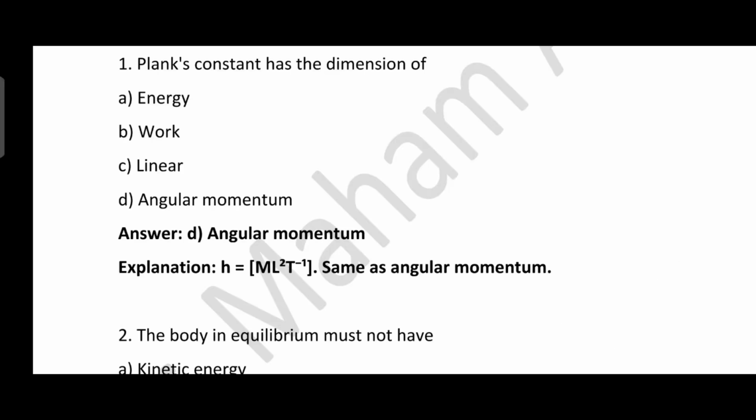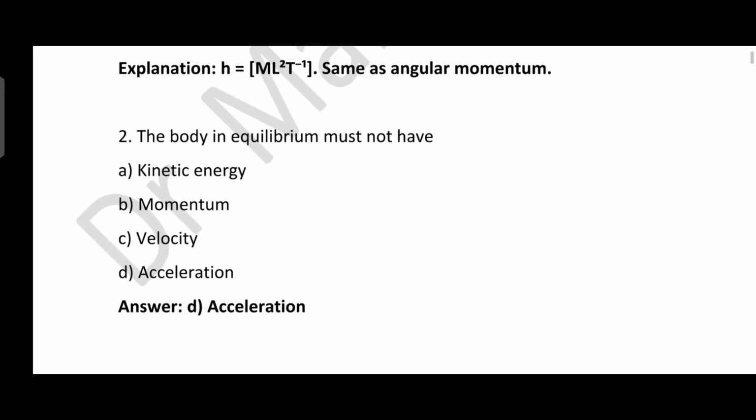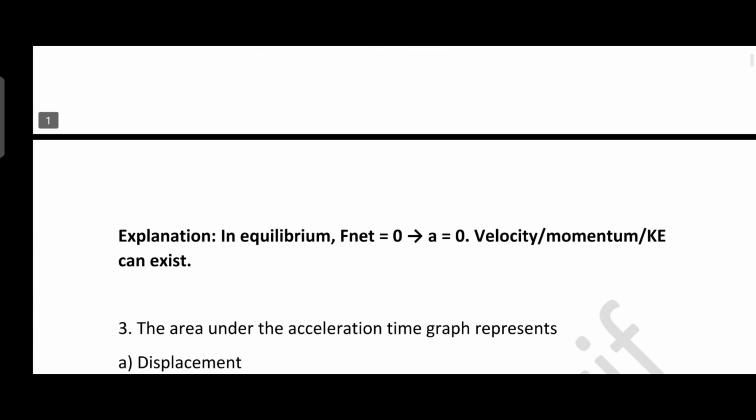So first question is Planck's constant has the dimension of. Correct answer is option D, that is angular momentum. The body in equilibrium must not have. Correct answer is option D, that is acceleration, because in equilibrium F net is equals to 0 and acceleration is equals to 0. So velocity, momentum and kinetic energy can exist.